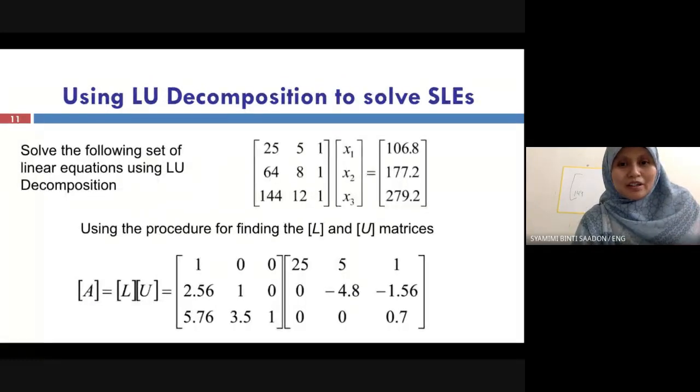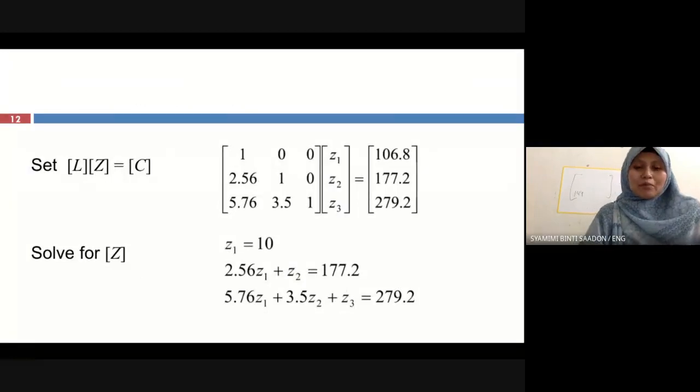So for the example here, solve the following set of linear equations using LU decomposition. So the matrix A just now. Here we are given the matrix on the right hand side, the matrix B or C, whatever you want to call it. This is the LU that we have decomposed just now. The first step is to use forward substitution with L to get the matrix Z. So this is L, this is Z, this is C. So we copy back the matrix C.